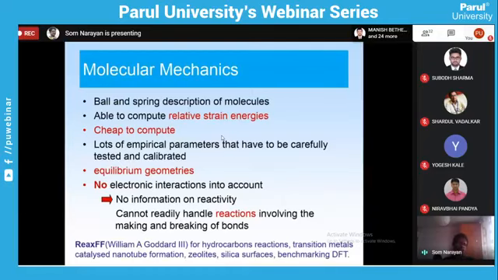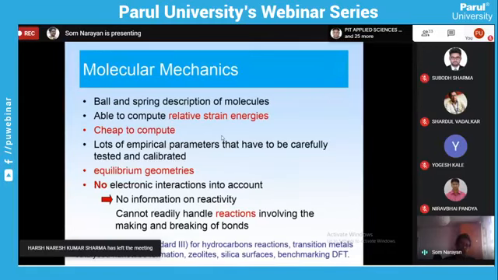What are the disadvantages of the molecular mechanical approach? It is not a quantum mechanical approach, so we will not be able to take electronic interactions into account. So there is no information on reactivity, and it cannot readily handle reactions. We can't predict whether bonds are breaking or bonds are forming. Okay, so with this, we come to know what the molecular mechanical approach is, how it is useful, and what its major disadvantages are.